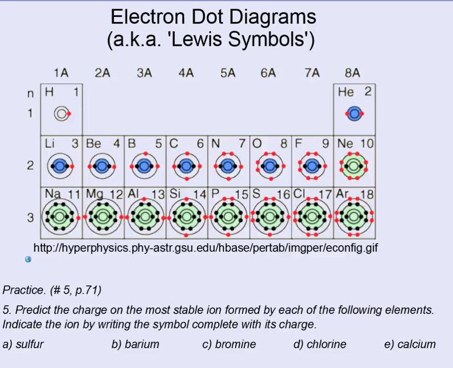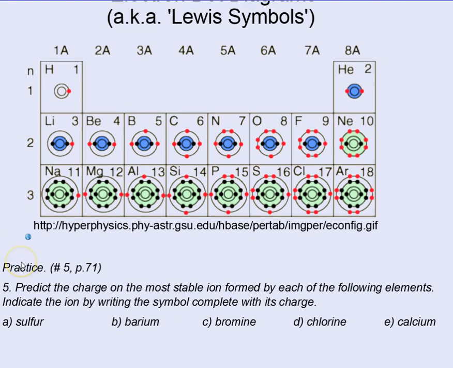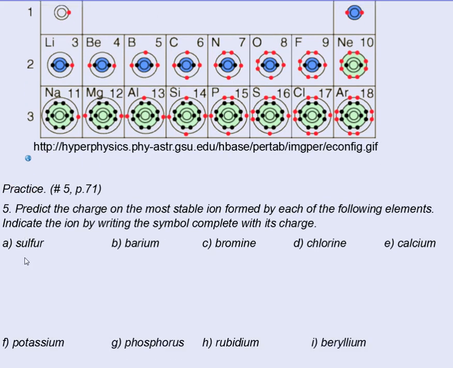And one of the practice questions in the textbook, which is relevant here, asks us to predict the charge on the most stable ion formed by each of the following elements, and to indicate the ion by writing the symbol, complete with its charge. So this is a good opportunity for you to look at the question. Again, it's on page 71 of the 3U textbook. Pause the video, try to complete these 9 Lewis symbols.